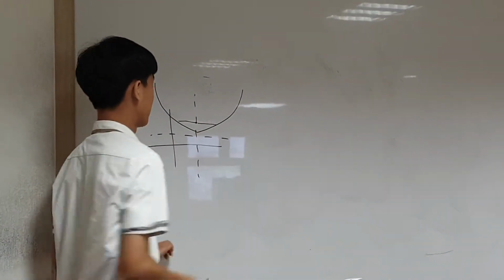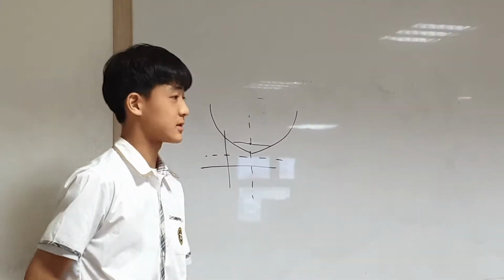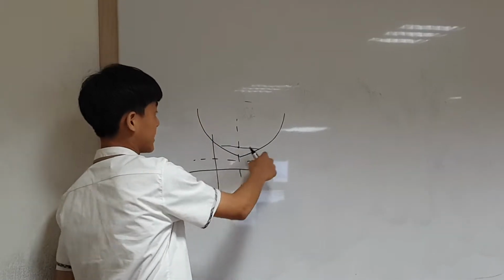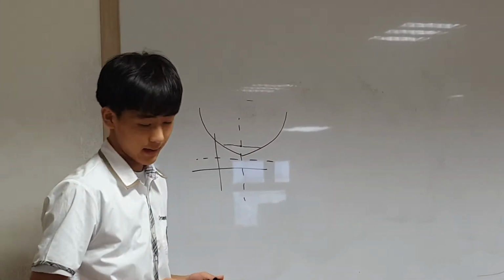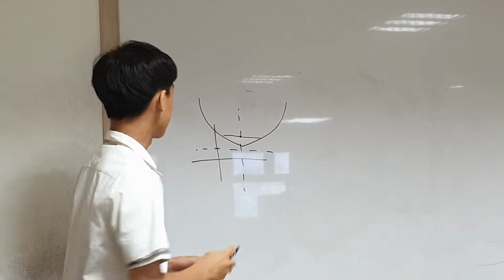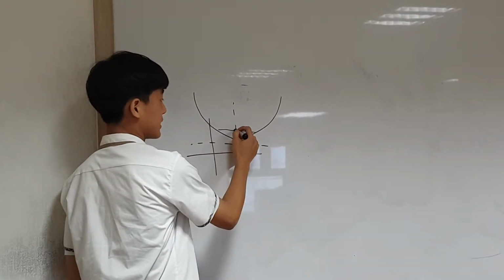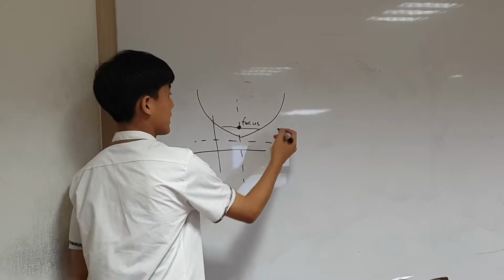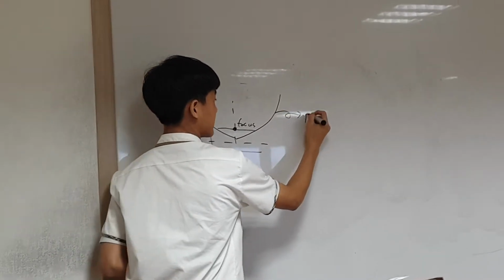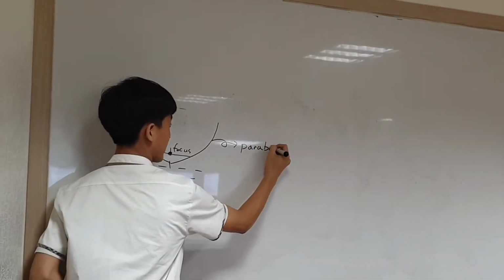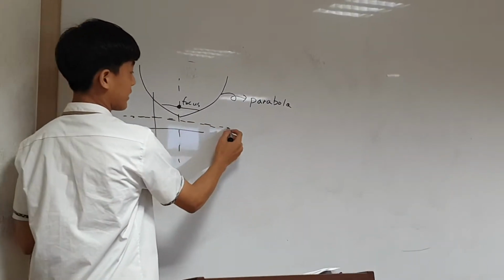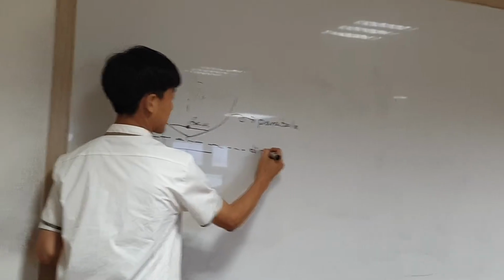Okay, so a parabola looks like this. This graph itself is called the parabola, and this little point is called the focus. And this imaginary line here is called the directrix.